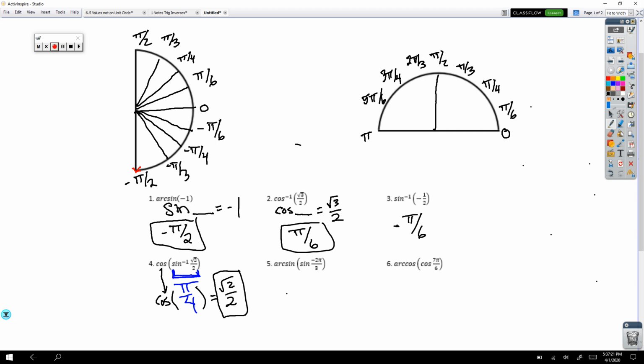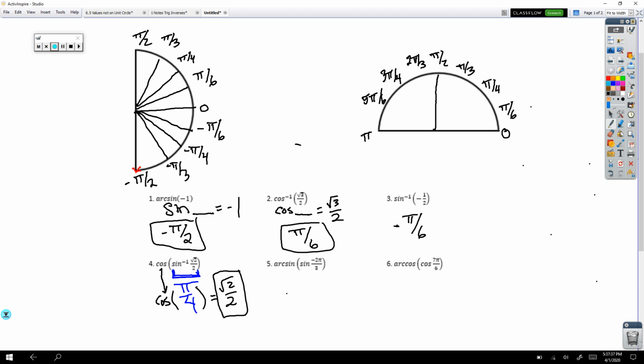Now, that just happens to be the case since it's pi over 4 and x and y are the same. Don't fall into the trap of looking at your inverses and thinking things might cancel out. That's just the case because it's pi over 4. Now let's look at number 5.